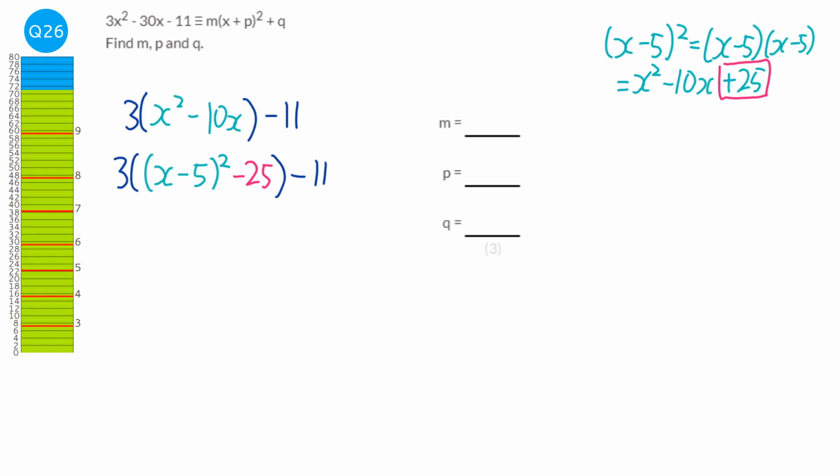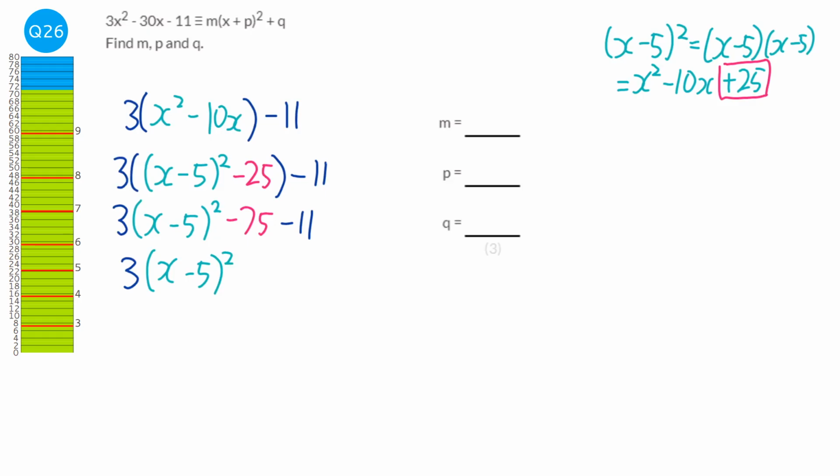Okay, so we need to get that minus 25 outside the brackets. So we're going to expand the brackets slightly. I'm going to leave the 3 on the outside of the x. In fact, let's keep the colour scheme going. So we're going to have the x minus 5 squared bit there. 3 times minus 25 is minus 75. And then we've got this minus 11 at the end. Okay, and we're very, very close to finishing. All we need to do now is sort out the minus 75 and the minus 11.